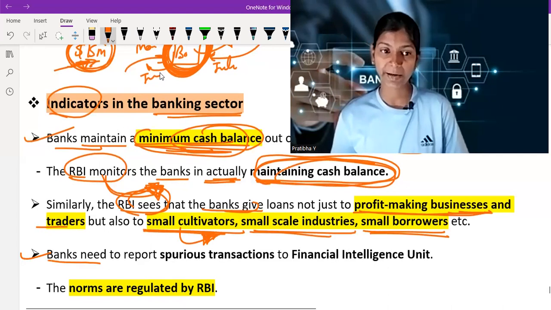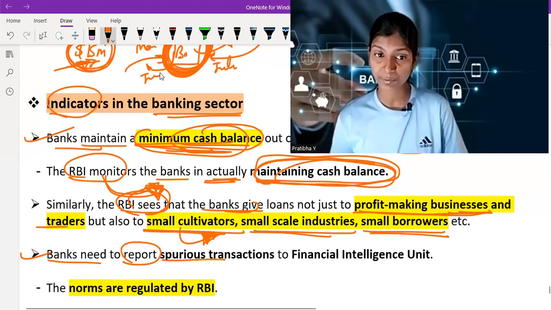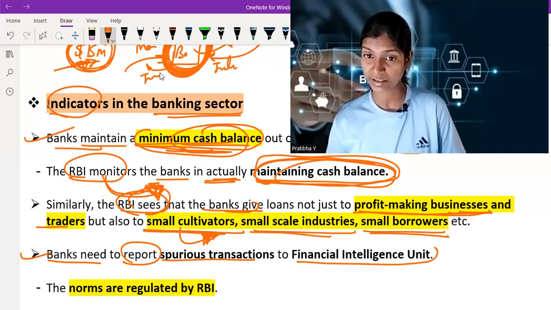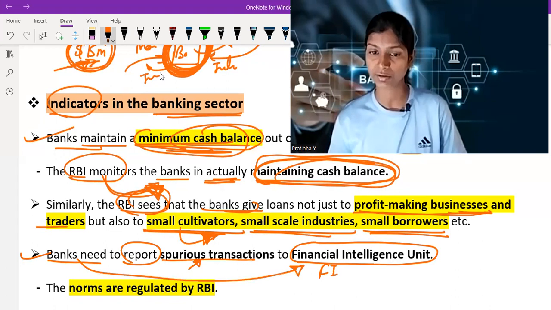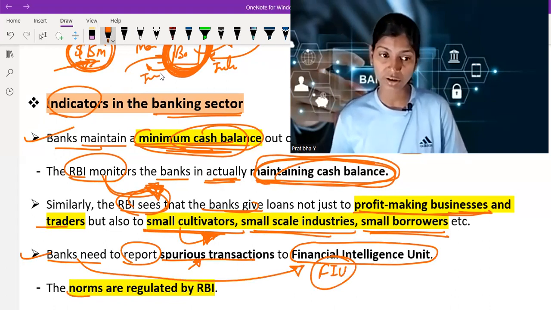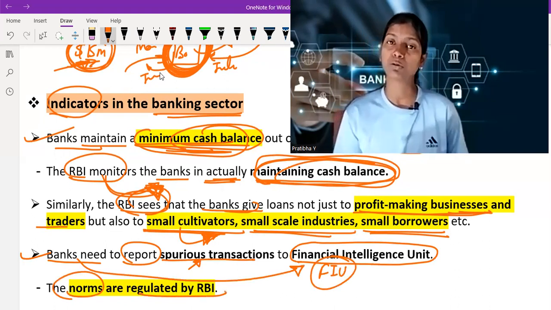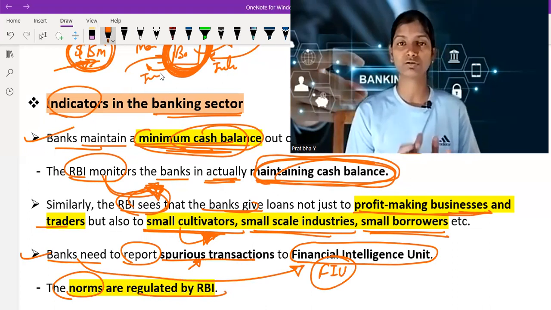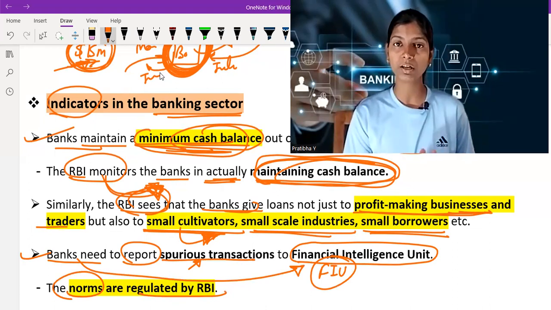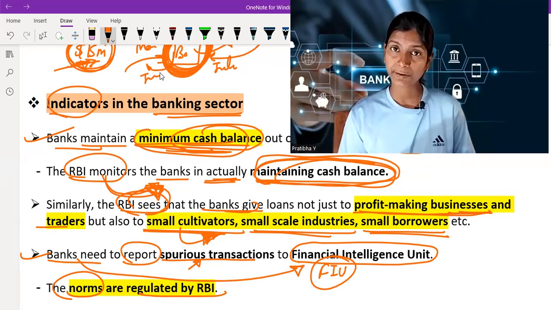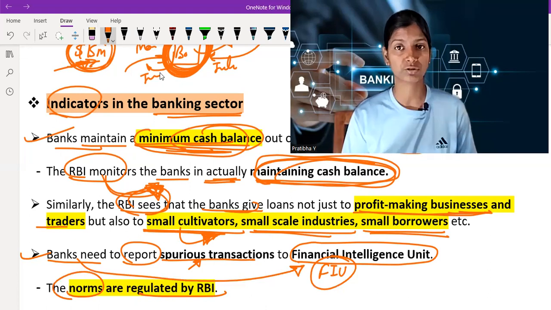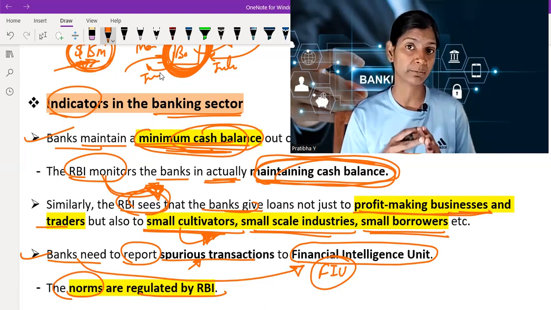Next one is: banks need to report spurious transactions to the Financial Intelligence Unit. If any fraud-like transaction is happening, the bank has to report to the Financial Intelligence Unit (FIU), and the norms are regulated by the RBI. How much minimum balance you have to maintain, to which sector or group of people you have to give loans, and if any fraud happens, to which institution you have to report. These norms are regulated by the RBI.